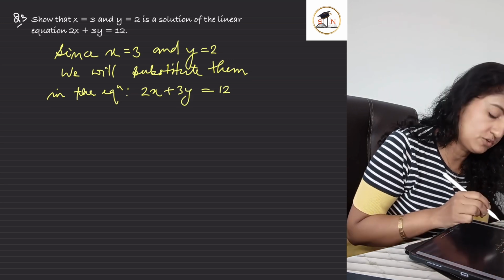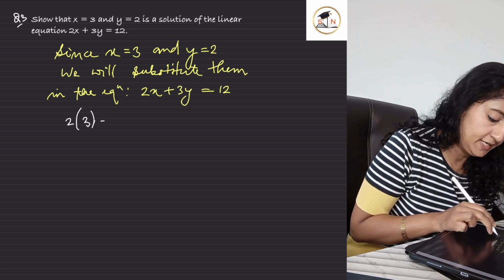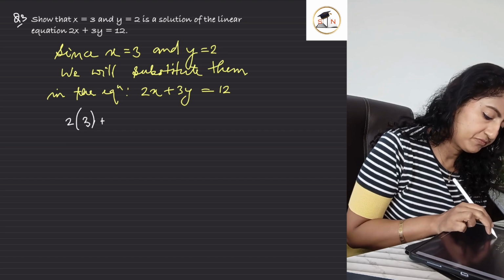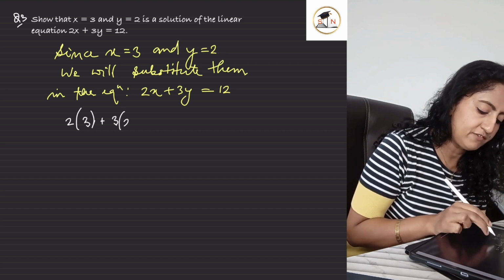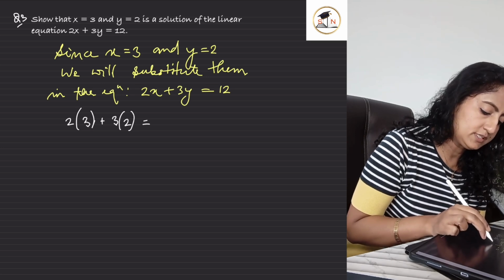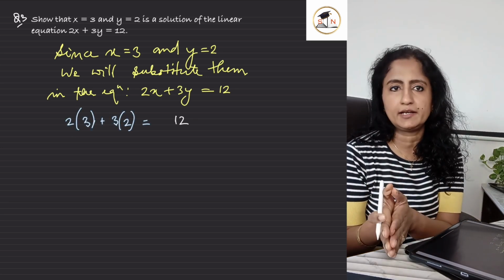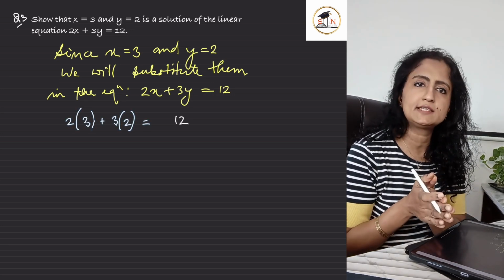So now substituting them, 2 into 3, x was 3, right? So instead of x, I replace that with 3. Now, 3 times y is 2, so replacing y with 2 equals 12. Now, the right hand side is already fixed. It's a constant, 12. So what are we going to do? We are going to solve the left hand side in this case.